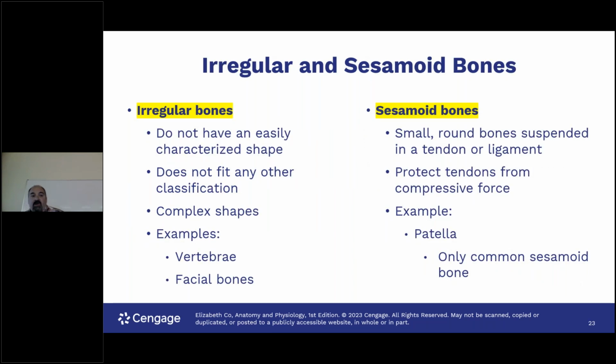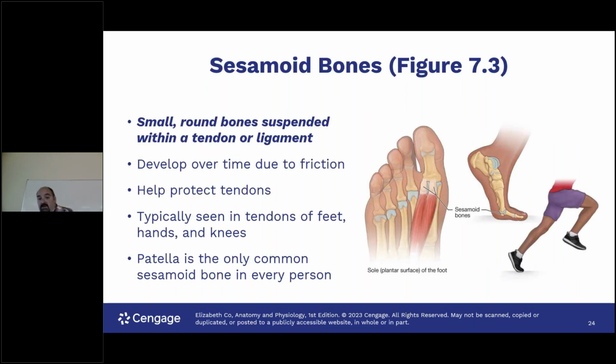And then we have here irregular and sesamoid bones. When you think of sesamoid bone, think patella. When you think of irregular bones, think some of the skull bones. How about the scapula, which is more like a flat bone. But the vertebra, the coxal bones, irregular bones. Here's examples of the sesamoid bones, little tiny bones, oval-shaped bones.